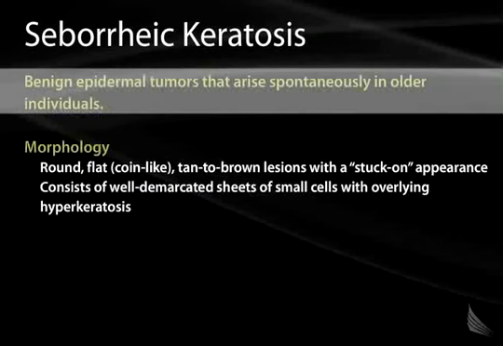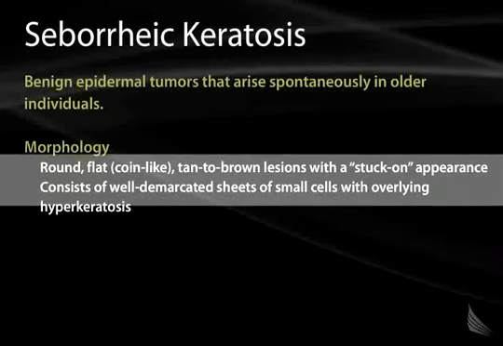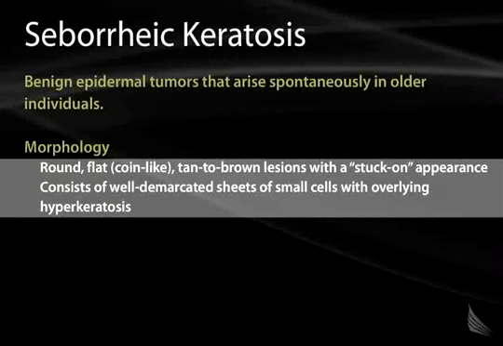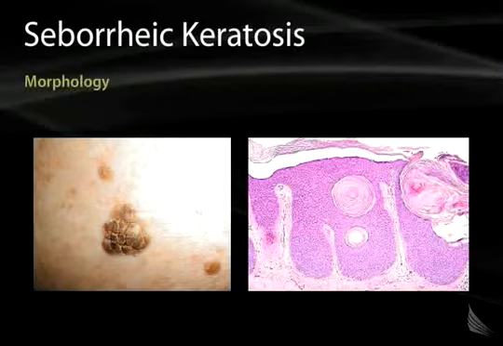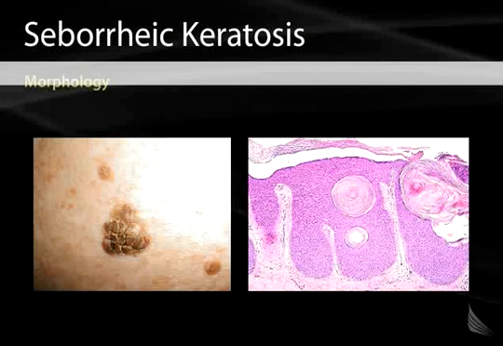Seborrheic keratoses are benign epidermal neoplasms that arise spontaneously in older individuals. Morphologically, they consist of round, white to tan to brown papules and small plaques with a stuck-on appearance. Under the microscope, seborrheic keratoses consist of acanthotic epidermis without any cytologic atypia, but with overlying hyperkeratosis and occasional pseudohorn cysts or collections of stratum corneum entrapped within the lesion.